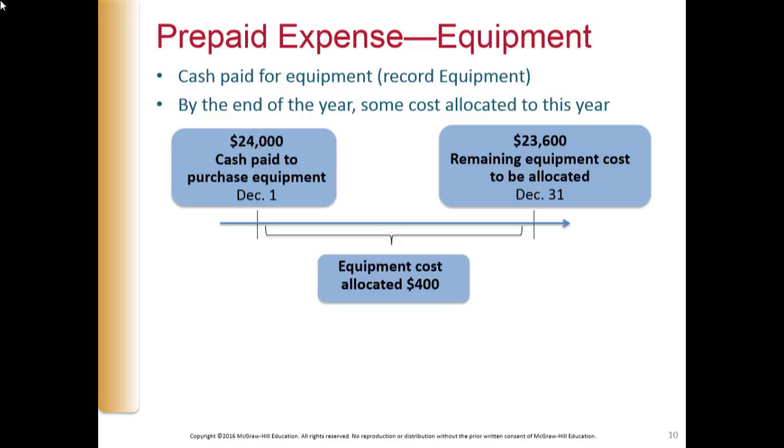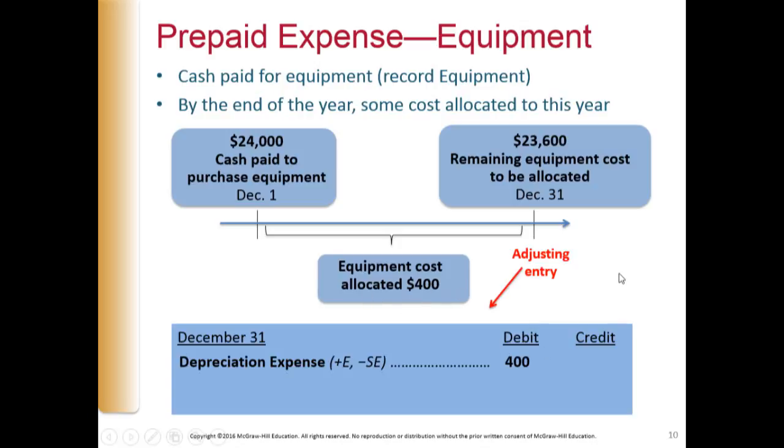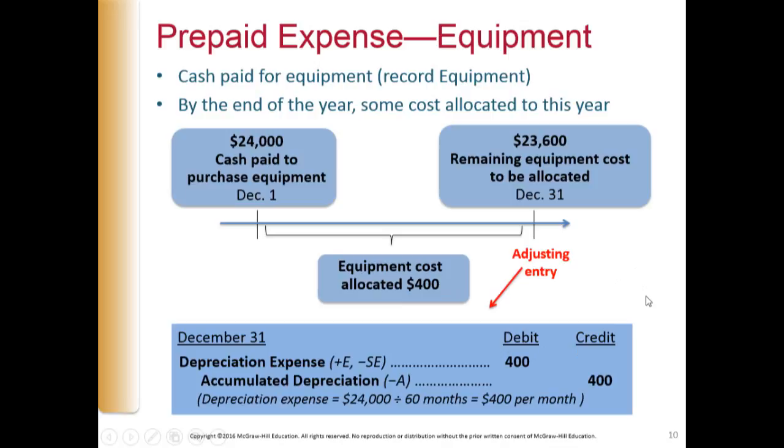So in this example, we had $24,000 worth of equipment, and at the end of the year, it's only worth $23,600. So we need to record the expense of $400. Now, to record depreciation, the entry is always to debit your depreciation expense for the amount of depreciation, and credit the account accumulated depreciation for the amount of depreciation. So both of these accounts would be recorded at $400, which is the amount that we have estimated that we have used of the value of the equipment.